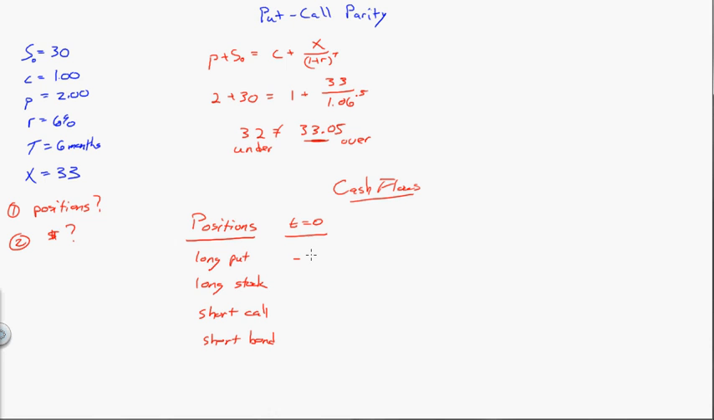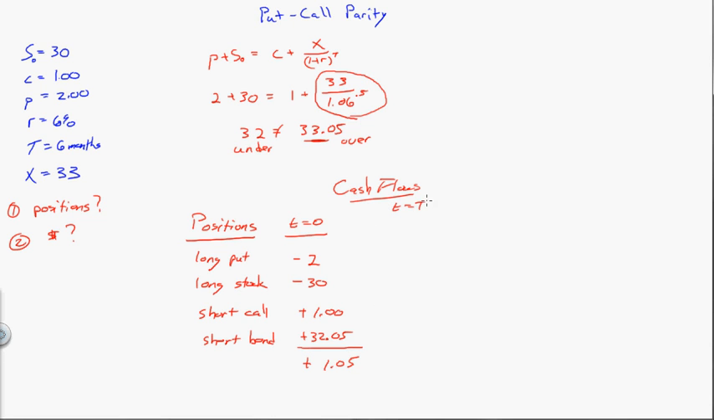Long the put, that costs me $2. Long the stock, that costs me $30. I short the call, I get $1. And I short the bond, I get $32.05. And I get that $32.05 from doing that calculation. So this gives me a positive cash flow of $1.05.